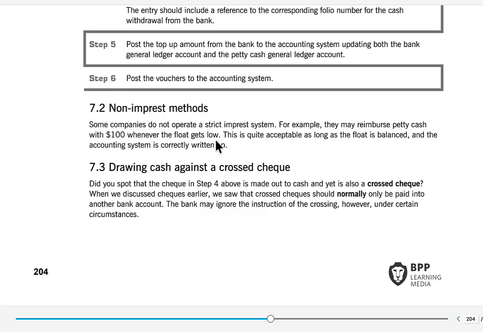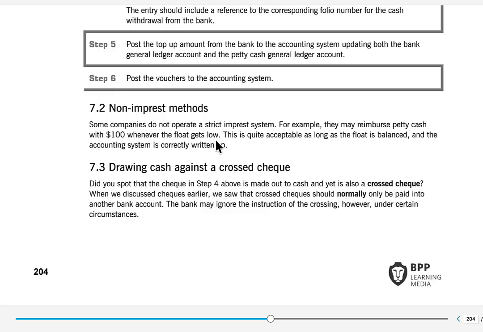2. Now, what is a non-imprest method? A non-imprest method means petty cash is not kept at a fixed amount. Instead, the business uses a different approach. The business may simply reimburse petty cash by a set amount whenever it looks low. For example, the business might top up petty cash with $100 each time it runs low. So the top-up is not calculated to return it to a fixed imprest balance. It is just a general refill. That is why it is called non-imprest, because it does not follow the imprest rule of returning to one fixed float amount.